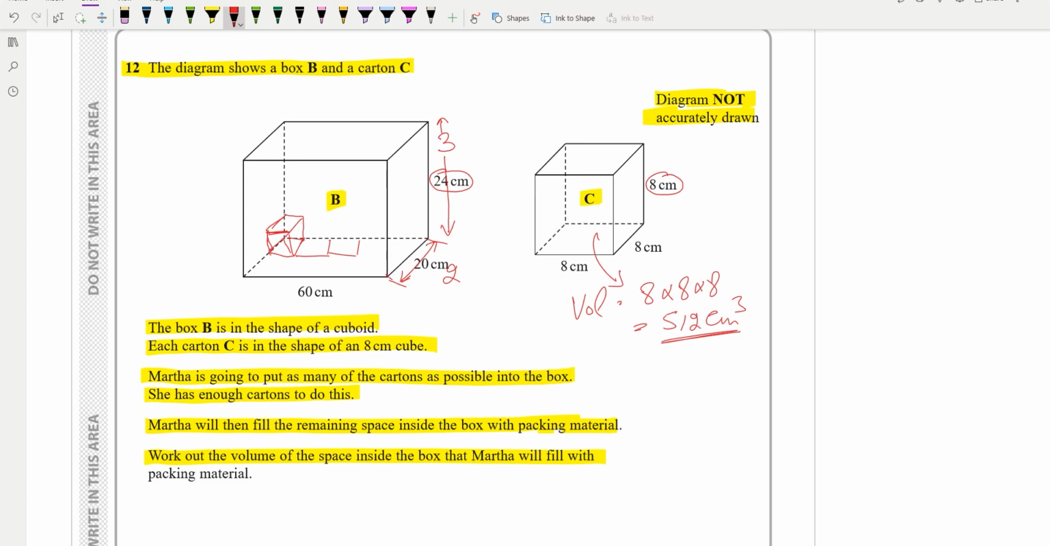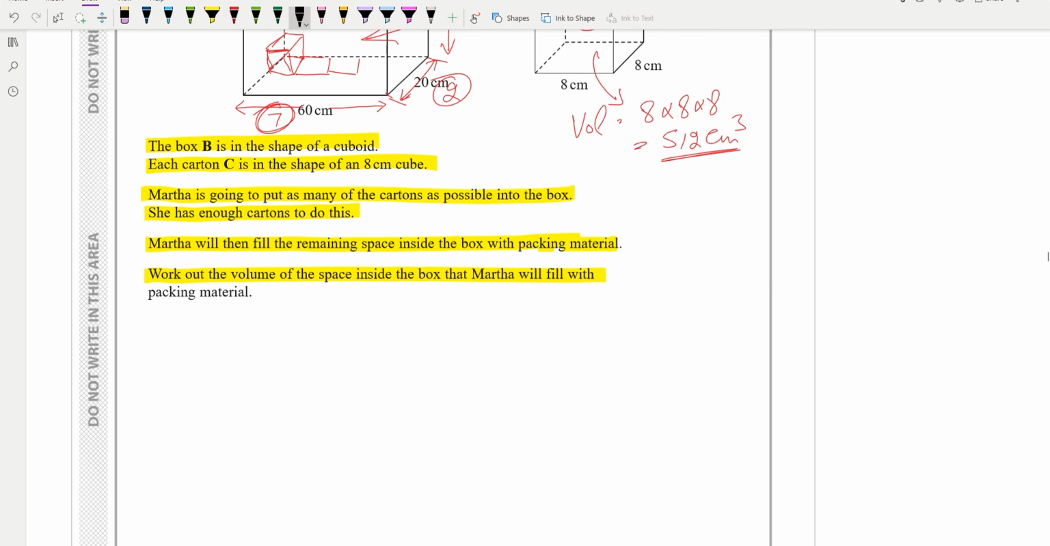And on this side, which is the 60 centimeter side, there will be 7 cartons fitted on this side, and there will be 4 centimeter remaining. So how many of these cartons in total will fit into this? We can multiply 3 with 2 with 7, and we will get the number of cartons in B.